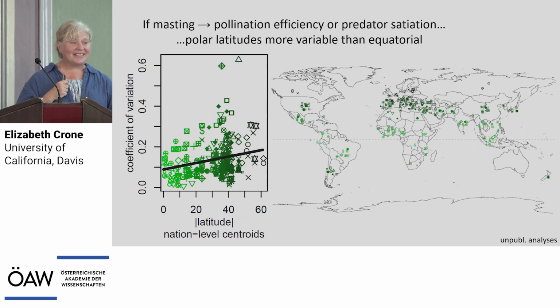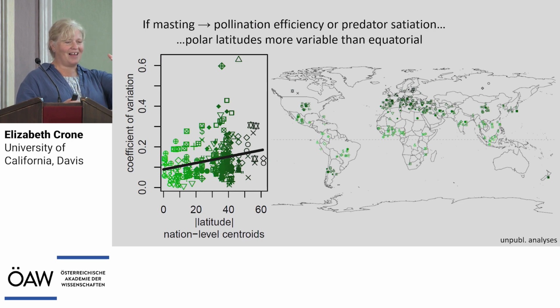And if masting is increasing pollination efficiency or predator satiation, plants at polar latitudes should be more variable than equatorial. This geography is only the centroid latitude of each country.